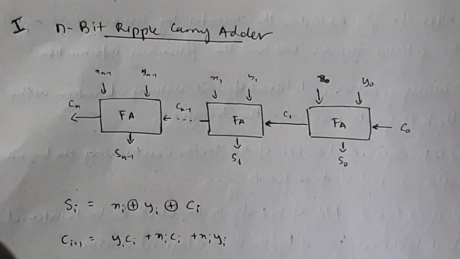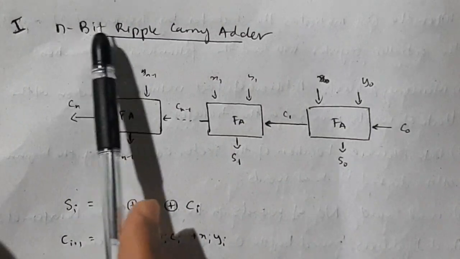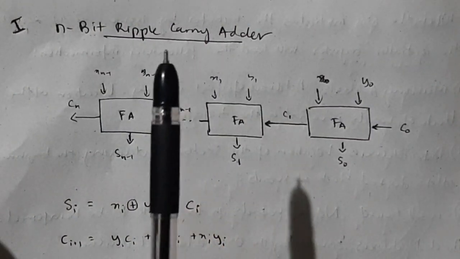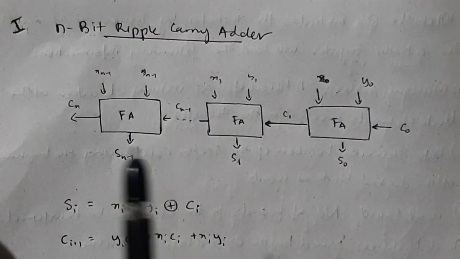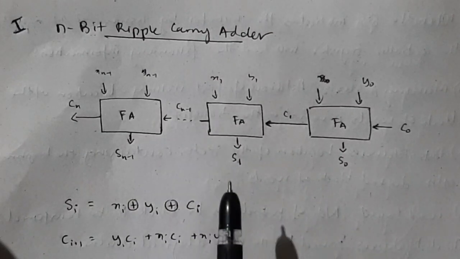In module 4 of computer organization you have 8 things. This is the first thing, n bit ripple carry adder. For each you have to remember some steps, and if you remember those steps, when they ask those questions you can hopefully solve them.